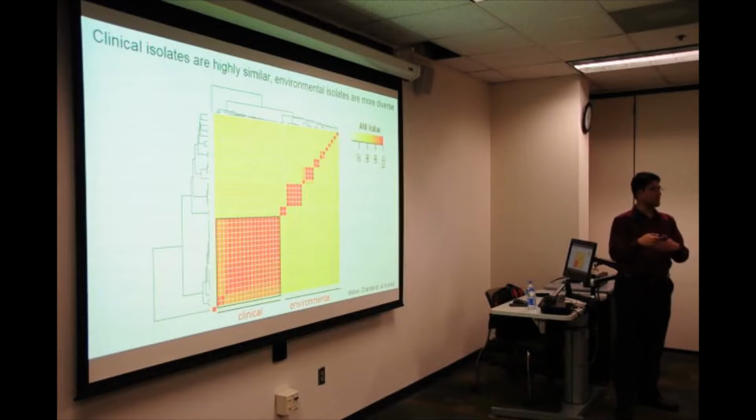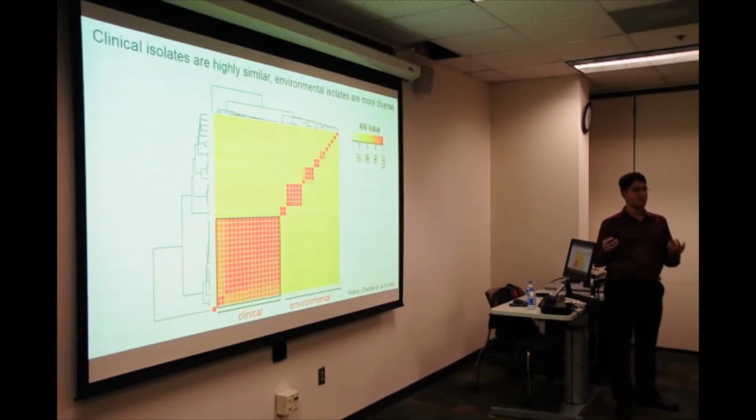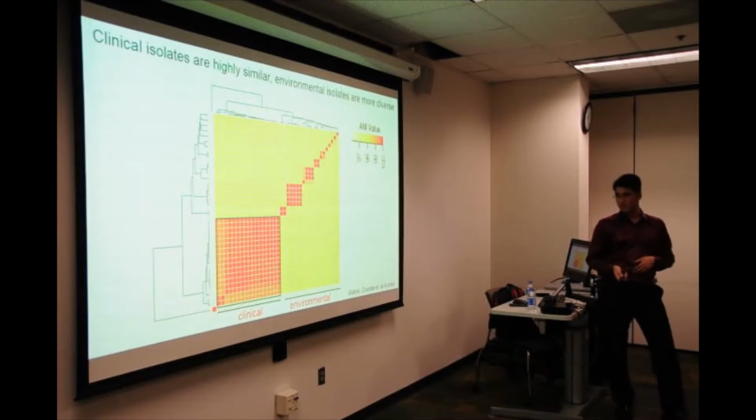If you compare two different strains and they have an ANI value of greater than 95%, the convention is that we consider them part of the same species. As you can see here, all of the clinical isolates form a large clonal group. So most of them are nearly 100% identical. So they're mostly clonal. Whereas the environmental isolates are a bit more diverse and they form tiny subgroups. So the ones that are closely related form tiny subgroups. But overall, there's greater sequence diversity in the environmental isolates.